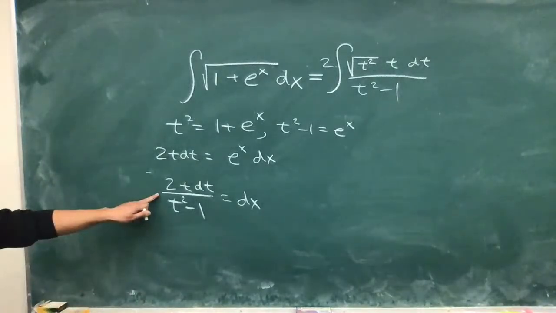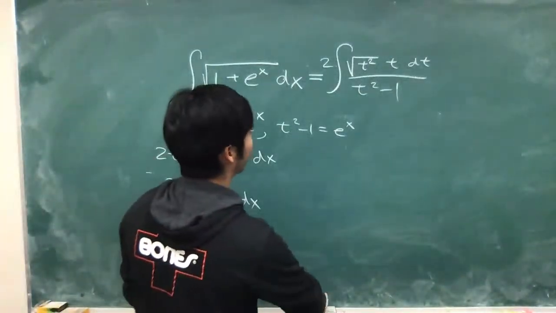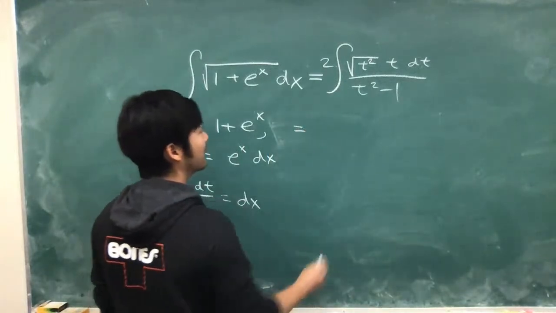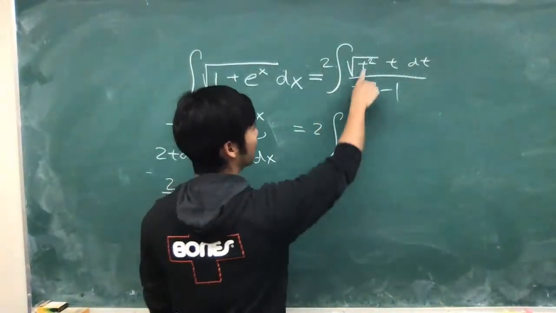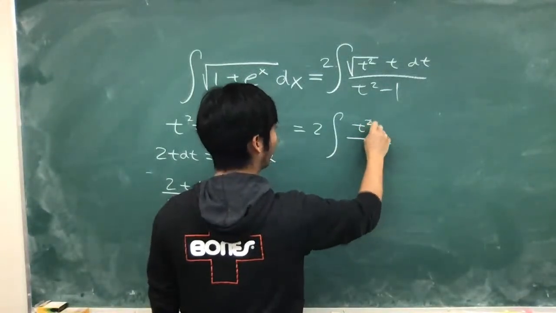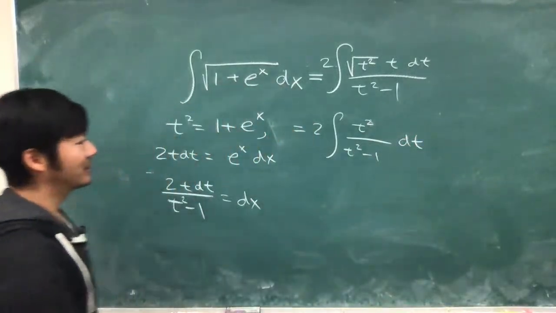Yeah, 2t dt, yes, and that is good. All right, so looks like it's going to work. So this is 2 times, this will become t squared over t squared minus 1 dt.